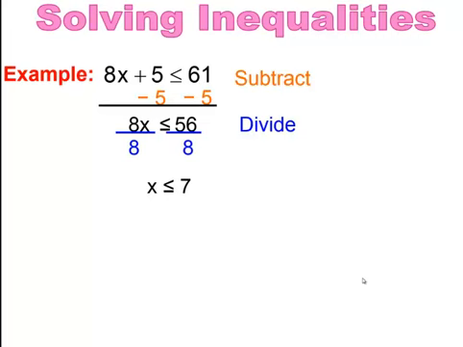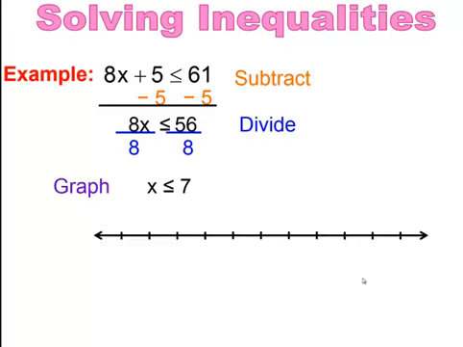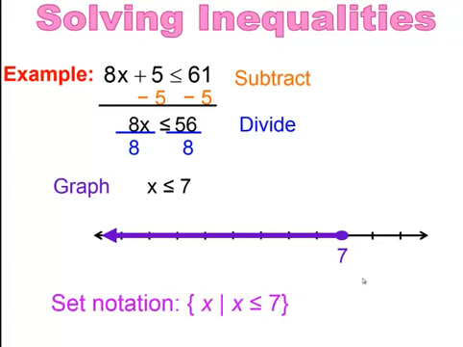Now you're going to need to graph this, and when you graph it, you're going to use a closed circle at 7, and then you're going to shade to the left. So this is what the graph would look like for the solution set x is less than or equal to 7. And then again, I just want you to get familiar with the set building notation. If I'm given this and I'm asked to write it in set building notation, this is what it would look like. The brace, x, and then the bar, where x is less than or equal to 7.